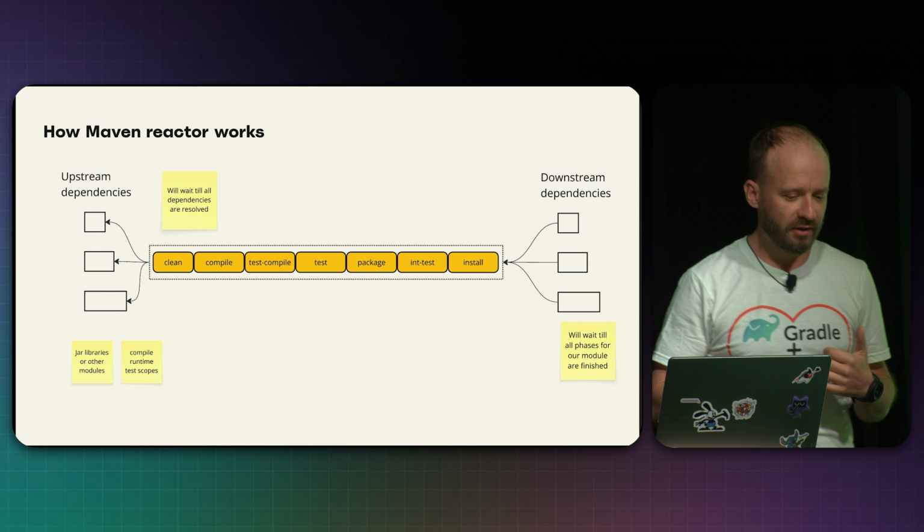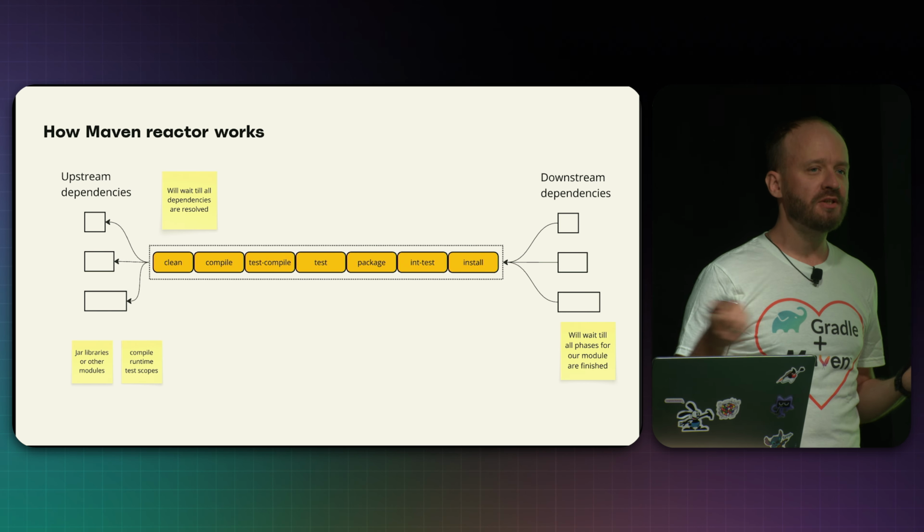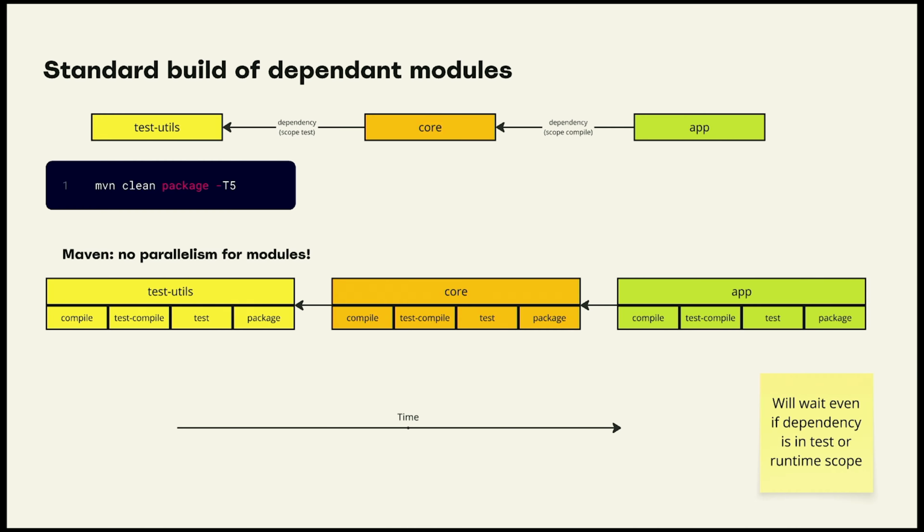And Maven will start building them. So let's consider an example of a multi-module project that contains 3 modules like test utils, core, and app, and try to build it with a classic Maven clean package T5.